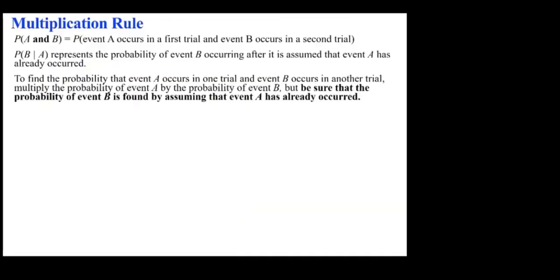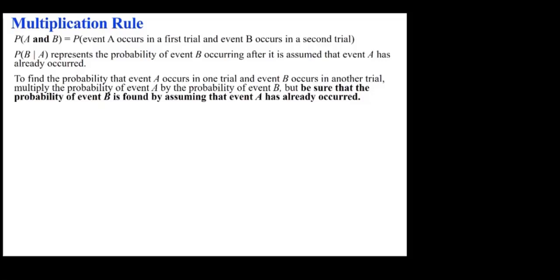Multiplication rule. The probability of A and B is equal to the probability of event A occurs in the first trial and event B occurs in a second trial. Probability of B given A represents the probability of event B occurring after it is assumed that event A has already occurred.